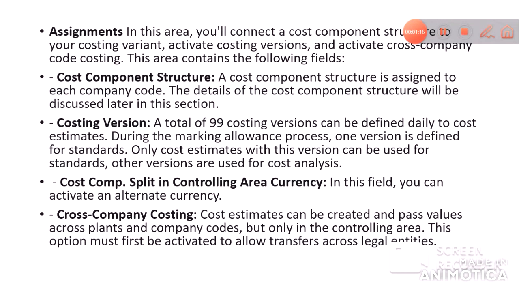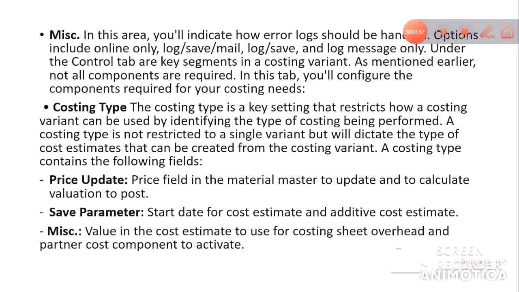Cross company costing. Cost estimates can be created and pass values across plants and company codes, but only in the controlling area. This option must first be activated to allow transfers across legal entities. Miscellaneous. In this area, you will indicate how error logs should be handled. Options include online only, log, save or mail, log or save, and log message only.